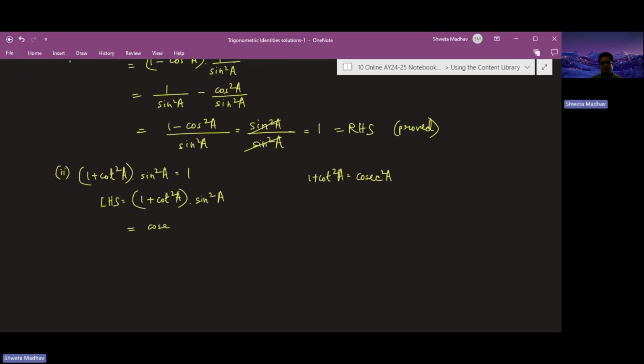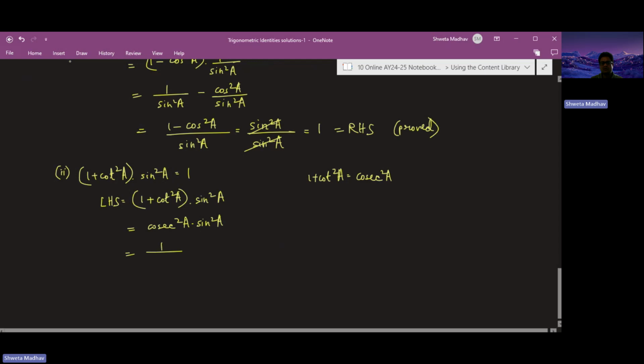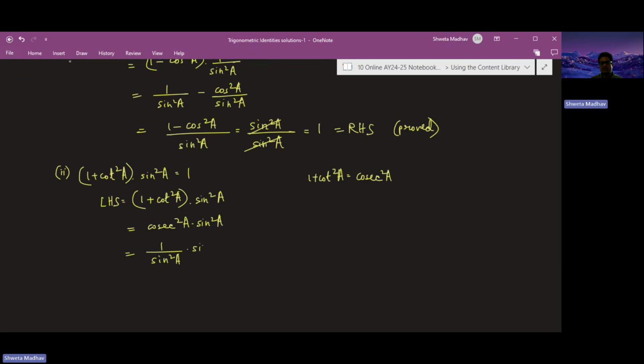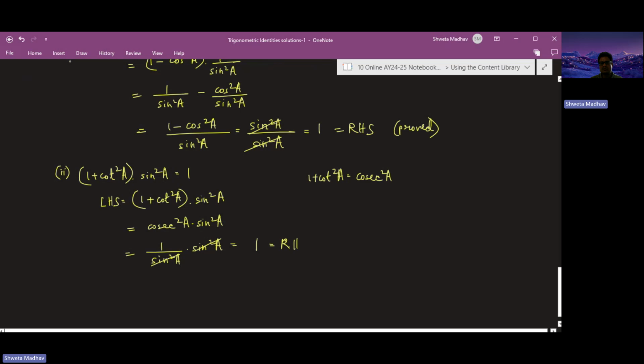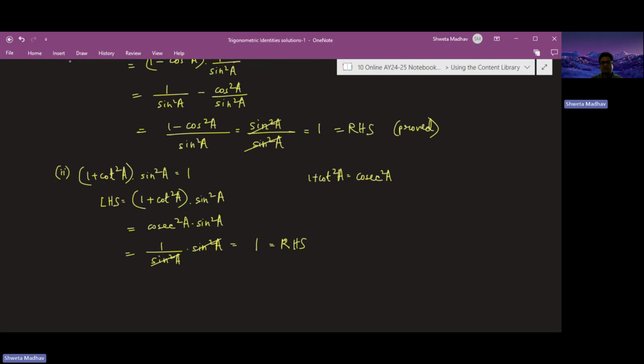So you can write it as cosec square a into sin square a. Now this cosec square a is equal to 1 by sin square a, into sin square a. So they will both get cancelled and that will be equal to 1, which is equal to the right hand side. So we have proved that the left hand side is equal to the right hand side. So hence it is proved.